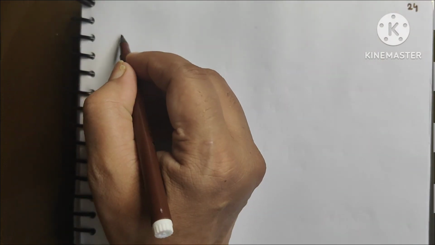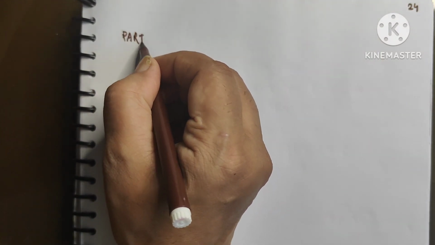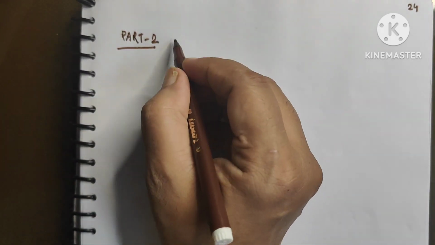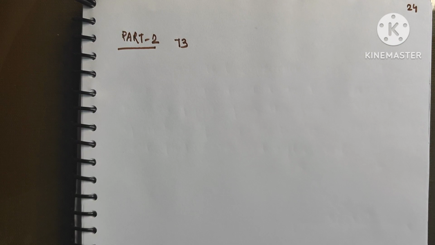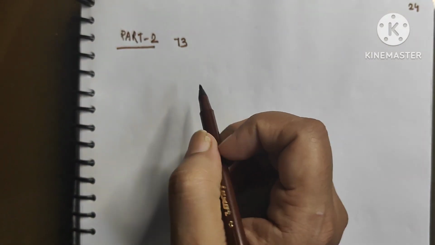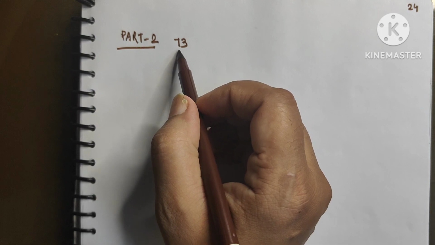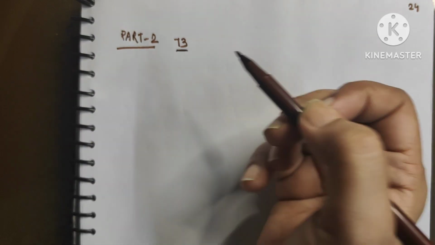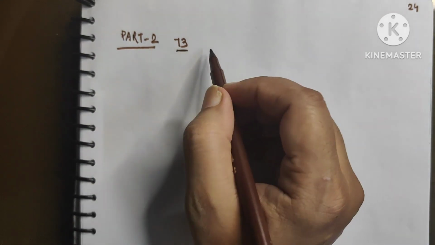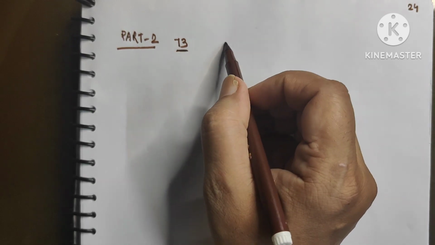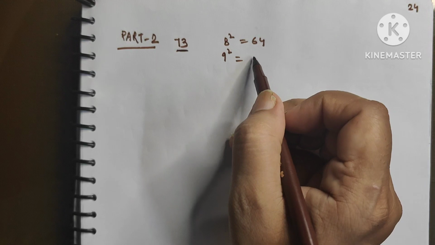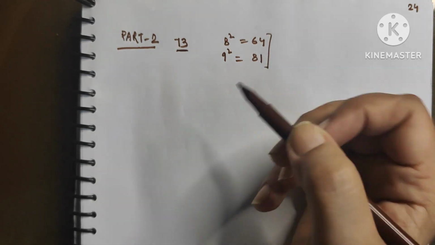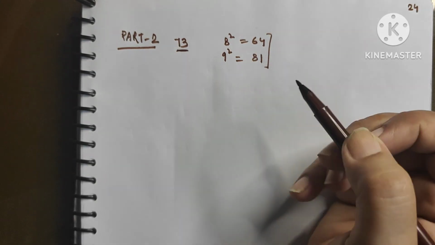So now children, we are on part 2. Here, let's say you have to check whether 73 is a prime number or not. What we will do, children, you know the square numbers. You have to find out which two square numbers 73 comes between. It will come between 8 square, 64, and 9 square, 81. So 73 lies between 64 and 81.